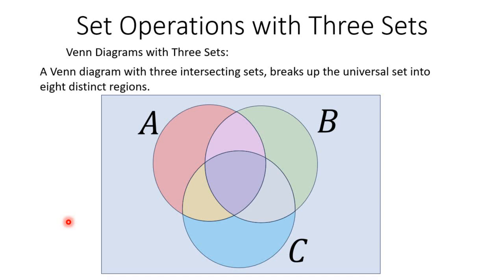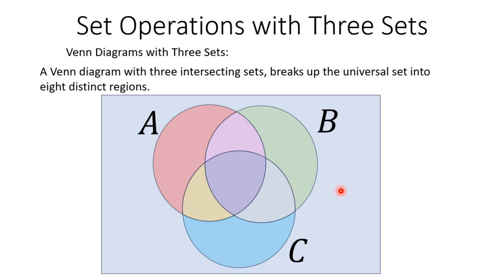Set operations with three sets. A Venn diagram with three intersecting sets breaks up the universal set into 8 distinct regions. So we have here the three sets A, B, and C represented by these circles. But these circles break this universal set into actually 8 disjoint subsets.